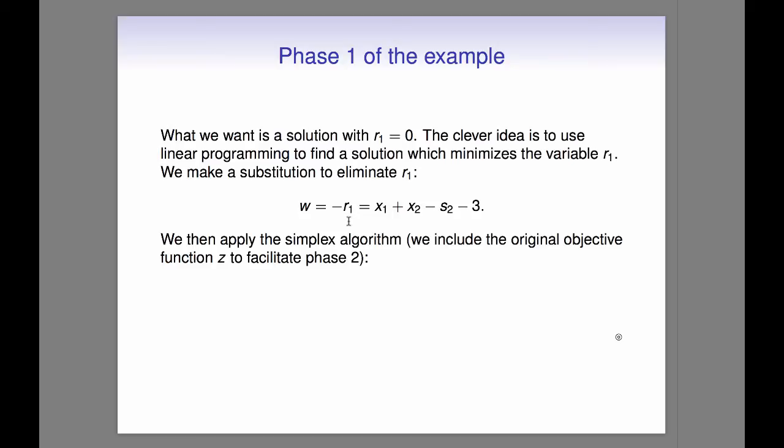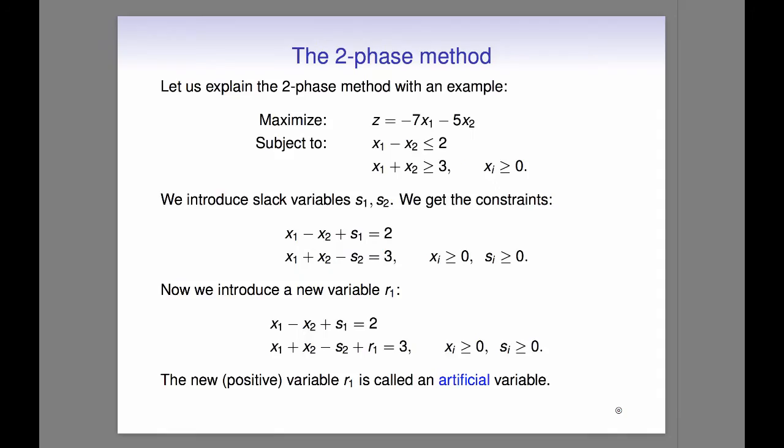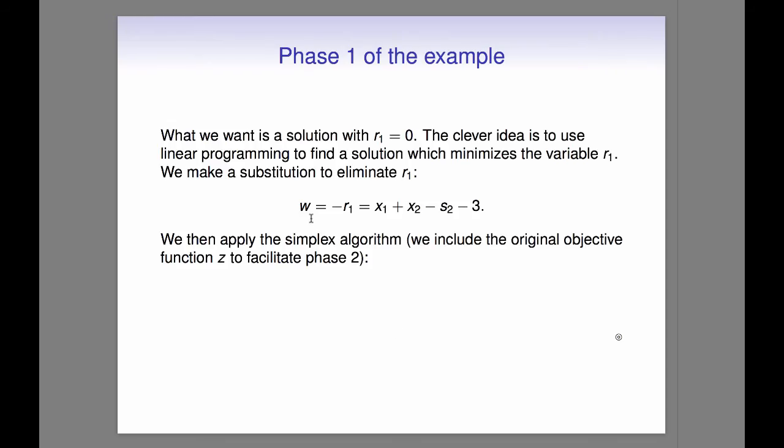So the clever idea here in the two-phase method is to use linear programming to obtain the solution R1 equals 0. And this will correspond then to a corner of the feasible region. And then, once we get to that point, we can just continue as we did last week. Now, R1, you see back here, is given by this equation. And so W, which is our new objective function, is minus R1, is given by this expression here. It comes from that equation.